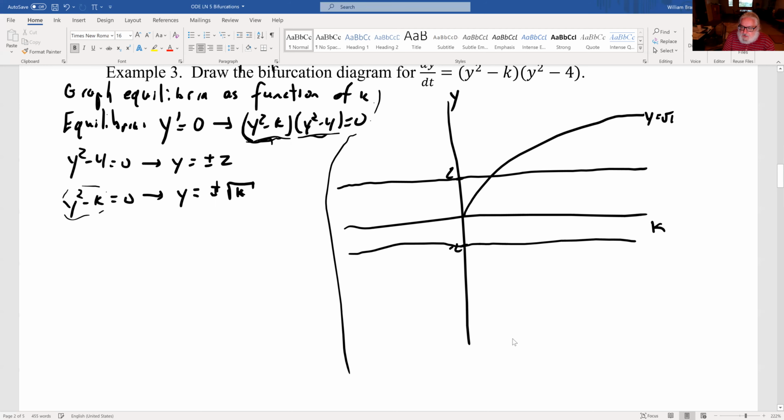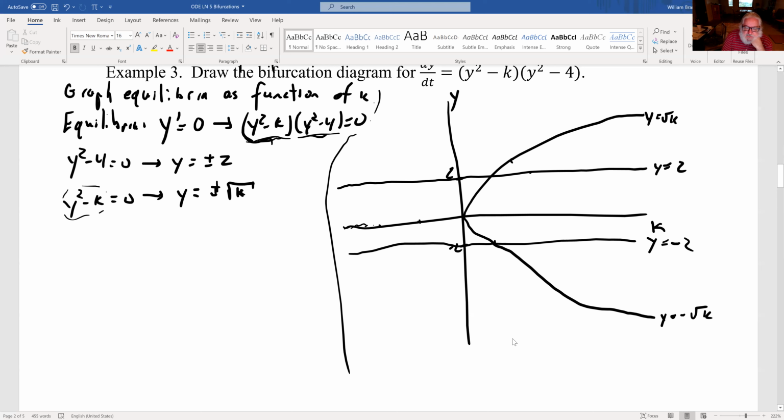Y equals square root of k, y equals 2. I'll be careful about how I draw these things. Y equals minus square root of k, y equals -2. So these are all my equilibria. This is my k-axis here. That's not an equilibrium, but these two square root functions and these two lines are. Great. So there's the equilibrium as a function of k. If I pick a particular value of k, then I can figure out what my equilibria are.